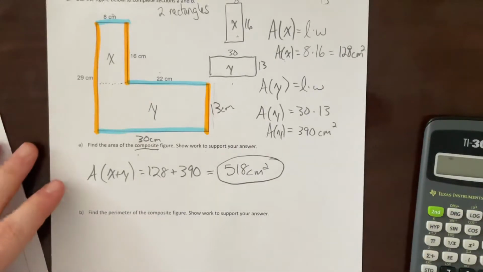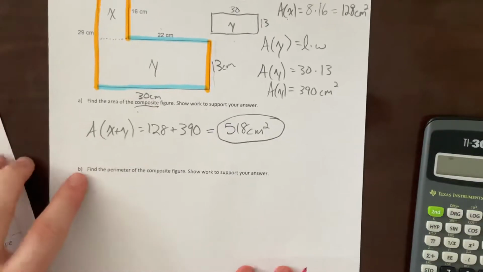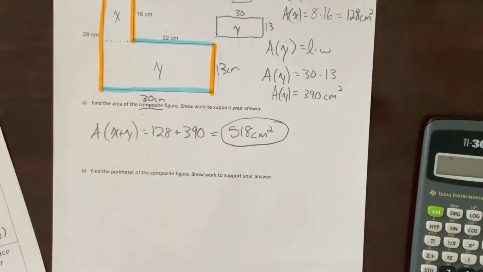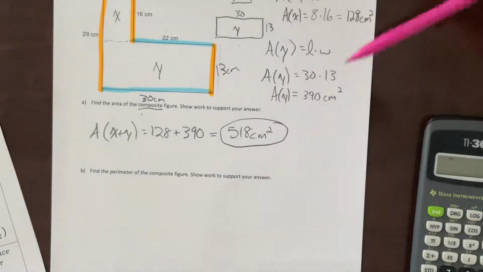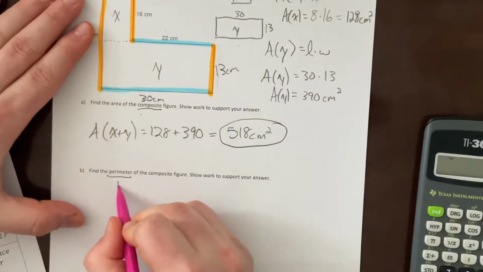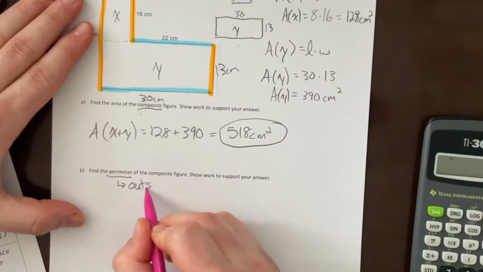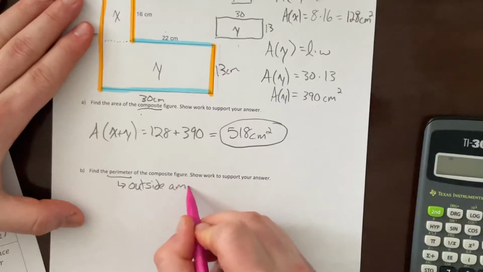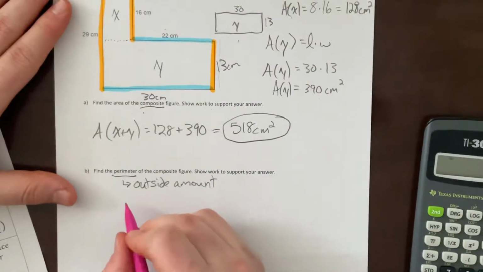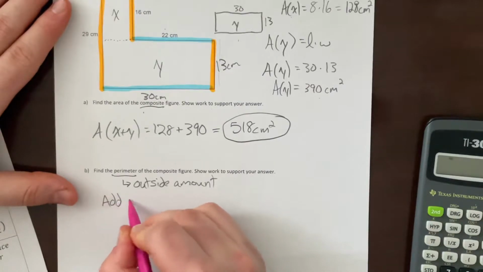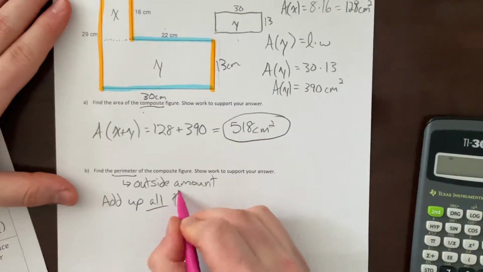For part B, I can read it here. It says, find the perimeter of the composite figure. Well, that's a little bit different than the area of it, because if you only find the area, usually I like to separate and add or subtract those. However, when you're finding the perimeter, we're just talking about the outside amount. So when we go to do this, you just have to trace along the outside and add. So add up all these sides.